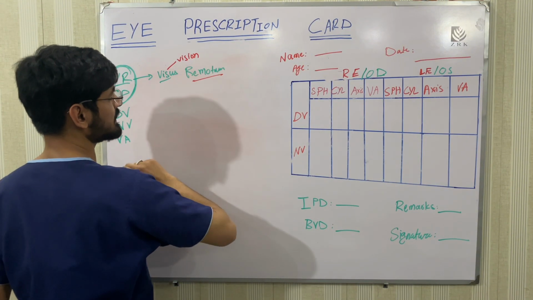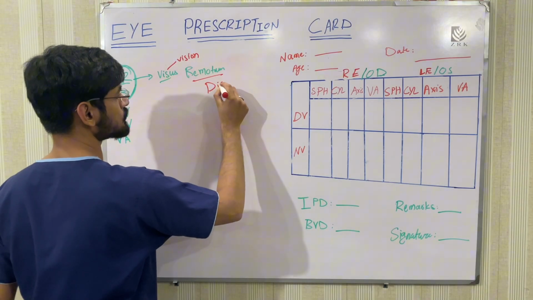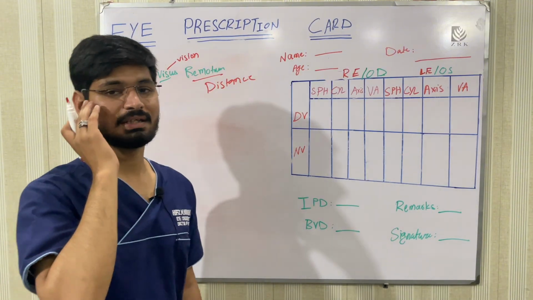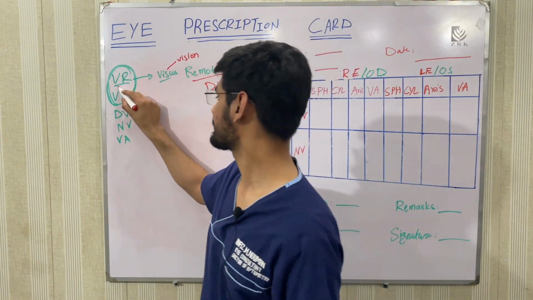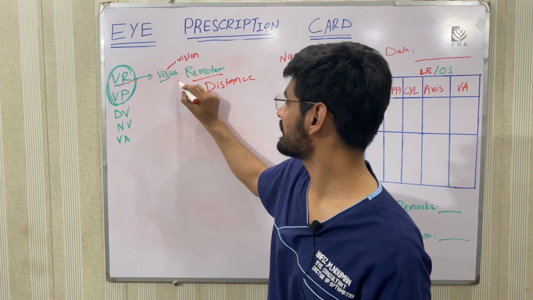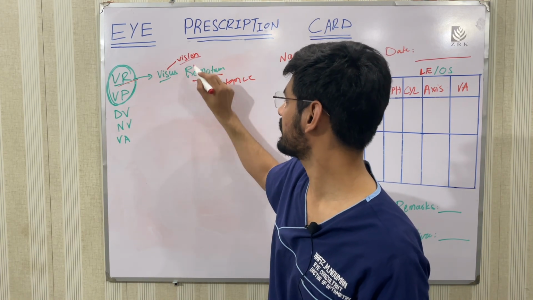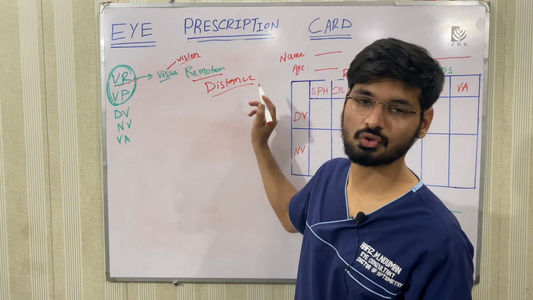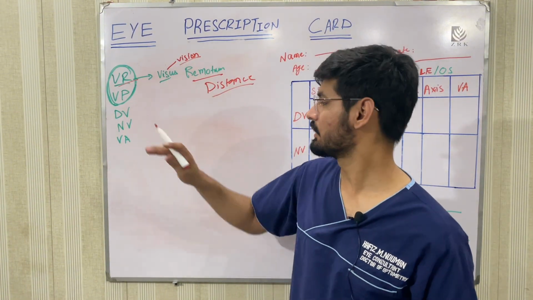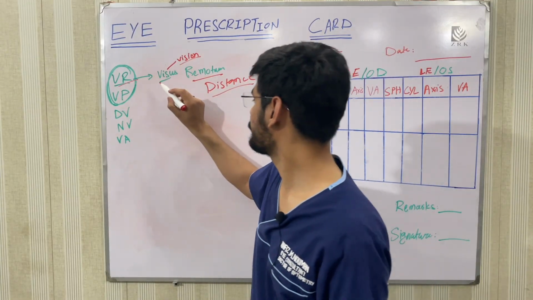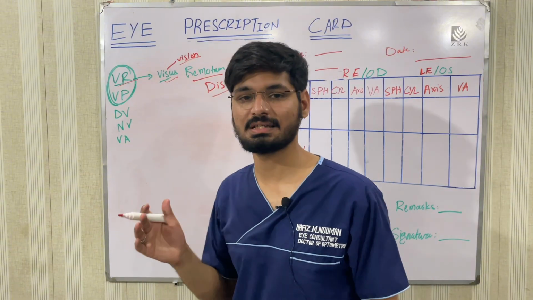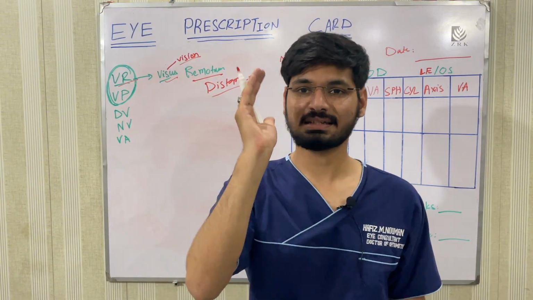Vision, and remotum means distance. So what does it mean? It means we are talking about distance visual acuity. VR stands for visus remotum. Visus means vision and remotum means distance. So if we see VR, which is not commonly used nowadays, it means visus remotum, and visus remotum means that we are talking about the distance visual acuity.